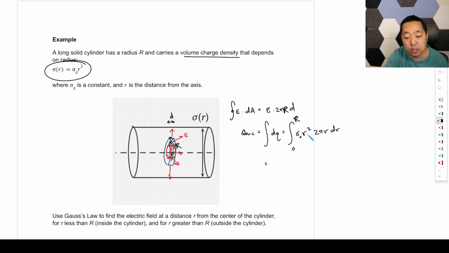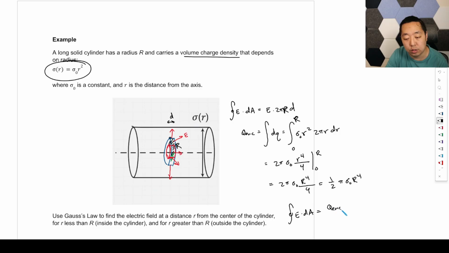So that's our charge enclosed. We can pull out the 2 pi sigma naught, and then this becomes r cubed. So then the integral will be r to the 4th over 4, because r squared times r is r cubed. We do the power rule from 0 to r, so that's 2 pi sigma naught r to the 4th over 4. Those will cancel too, so you get 1/2 pi sigma naught r to the 4th. And so that's the charge enclosed, and then we apply Gauss's law.